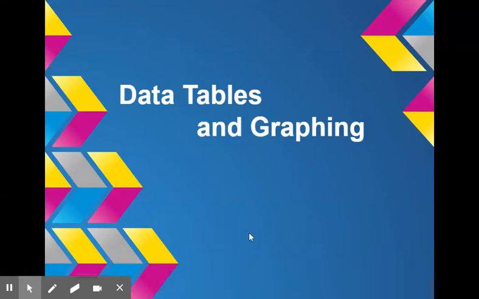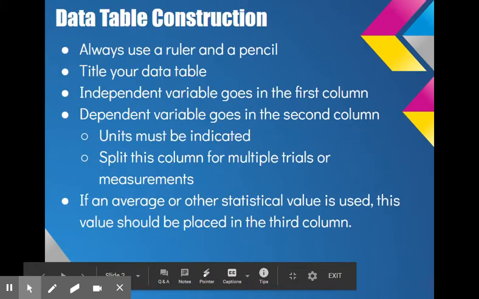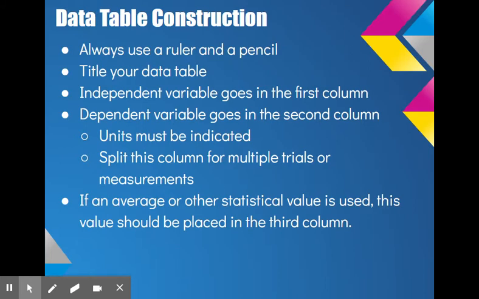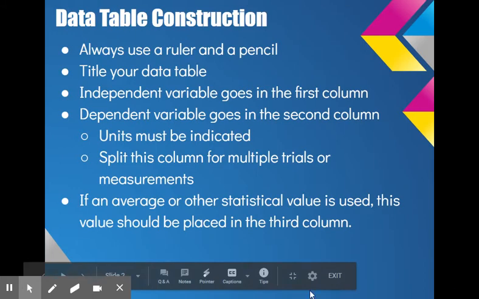Okay, so we're going to talk about data tables and graphing. When you're creating a data table, there are some rules that you need to follow. Use a ruler and a pencil, unless you're doing it on the computer. Make sure that the independent variable goes in the first column and the dependent variable goes in the second column. Make sure that you have units, that if you have multiple trials you split the column, and that you add measurements for everything that you have. These are important rules.